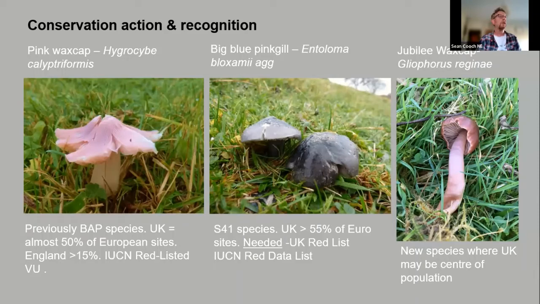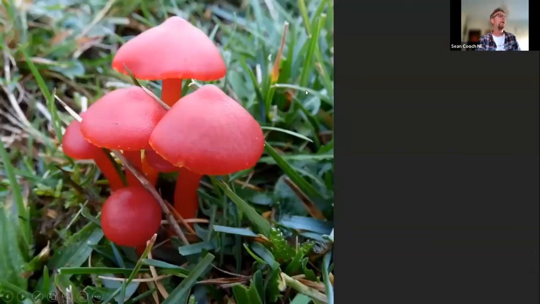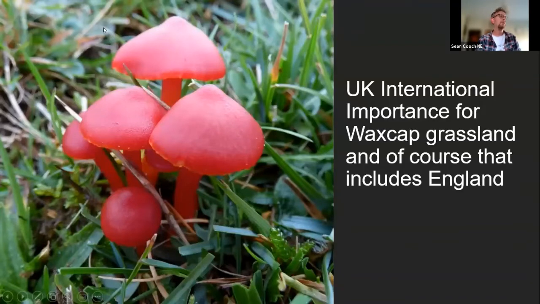We're also looking at new species that are coming up, things like the Jubilee waxcap, which was only recently identified or given a proper name, if you like, and realising we may be the centre of the population, again, globally for that. So there's still pieces of work, and the database is feeding into that. And it goes without saying, the UK is internationally important for its waxcap grassland. We want to keep pushing that message, because at the moment, if you think about the number of sites I've potentially proposing for protection, we barely scratch the surface, okay?